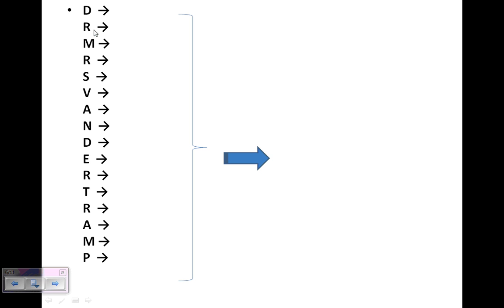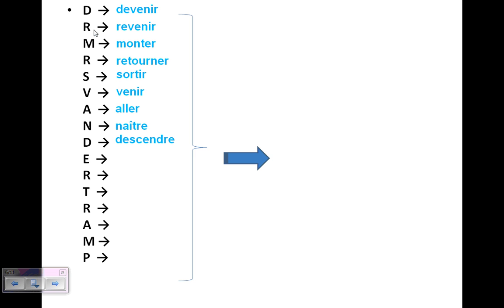So let's get specific here. Here's the acronym, Dr. Mrs. Vandertramp. Let's do it one at a time. D stands for devenir. R stands for revenir. M, monter. R, retourner. S, sortir. Venir. Aller. Naître. Descendre. Entrer. Rentrer. Tomber. Retourner. Arriver. Mourir. Partir. Here we go. That's your acronym.